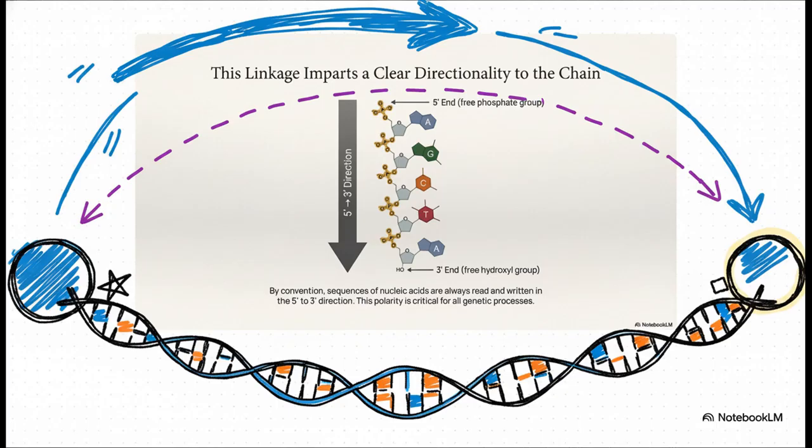And what's really cool is that this process creates a fundamental property, directionality. Because of the way these bonds form, every single strand has a clear beginning, a free 5' end, and a clear end, a free 3' end. It's like a one-way street. And by convention, we always read genetic information in this 5' to 3' direction. This polarity is absolutely critical for, well, pretty much everything the cell does with its DNA.